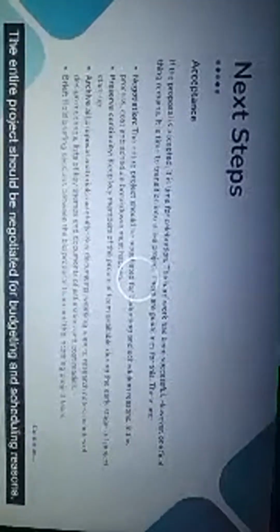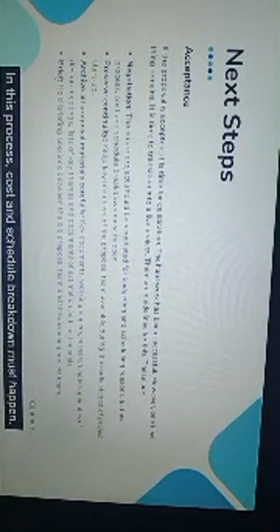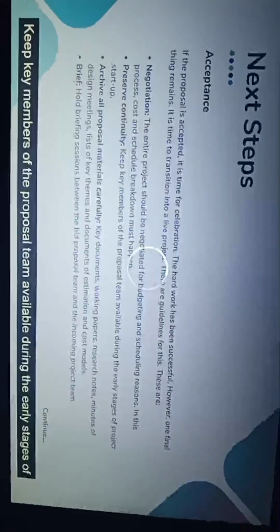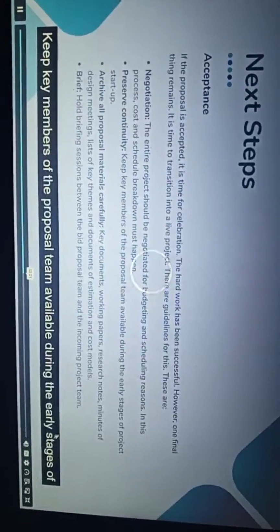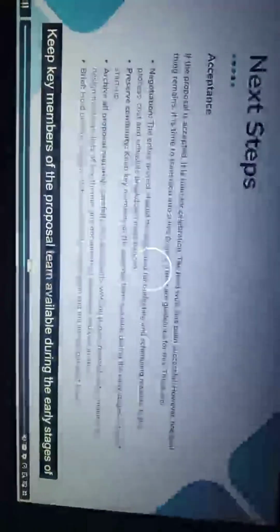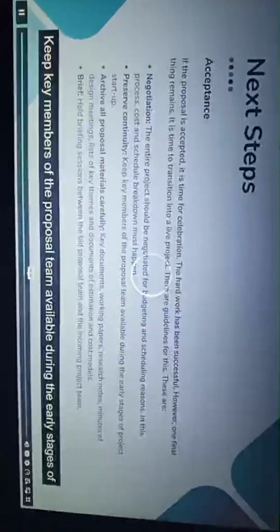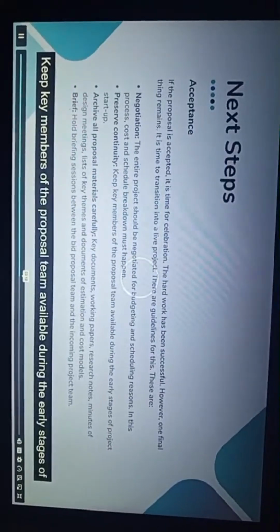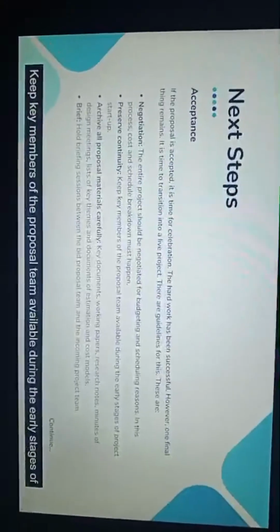These are: negotiation. The entire project should be negotiated for budgeting and scheduling reasons. In this process, cost and schedule breakdown must happen. Preserve continuity. Keep key members of the proposal team available during the early stages of project startup.